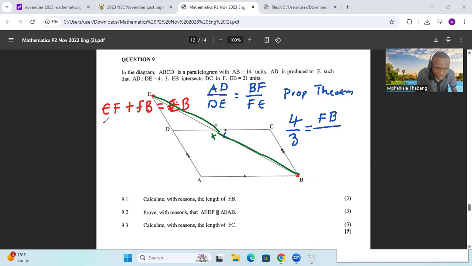So now, EF plus FB. Remember, EB is 21. So EF plus FB, the whole EB, is 21. And make EF the subject of the formula. So EF is equal to 21 minus FB. Take FB to the right-hand side. So EF equals 21 minus FB. So I'm going to substitute this EF or FE with 21 minus FB.